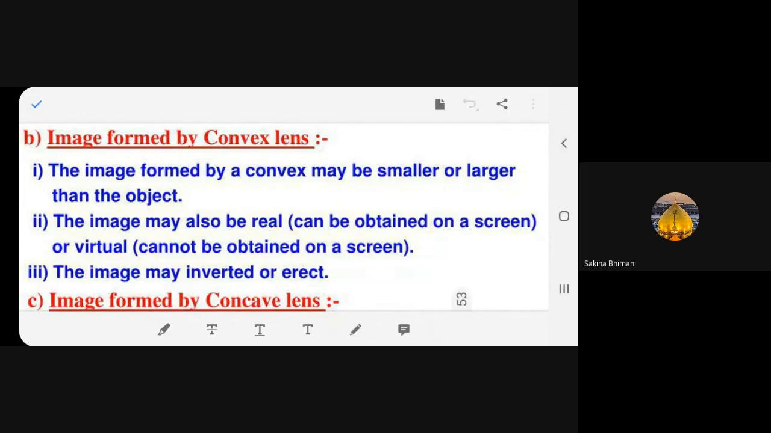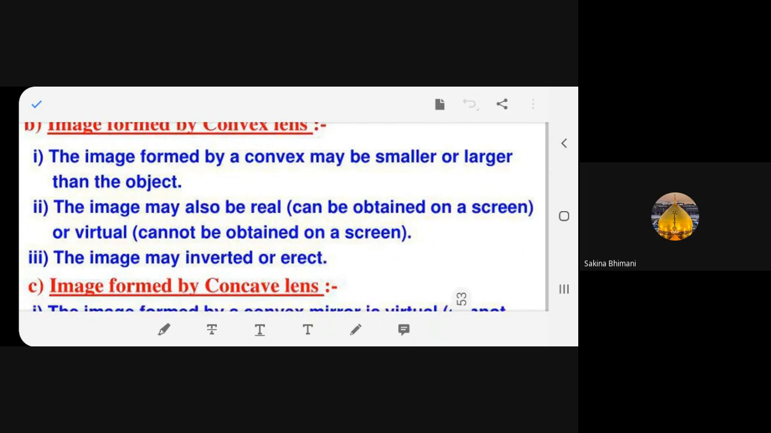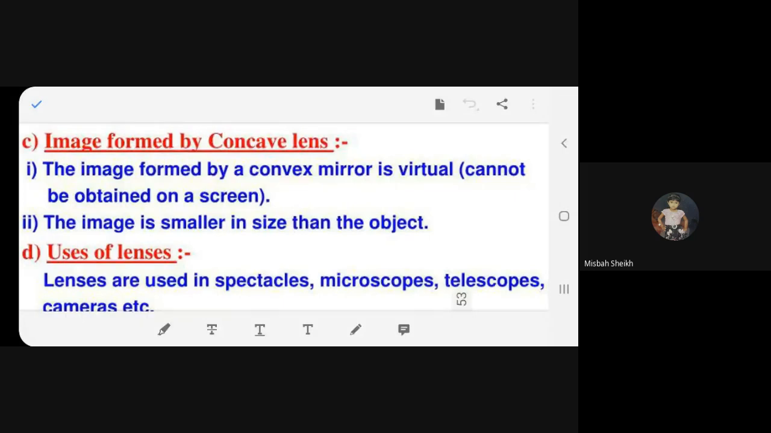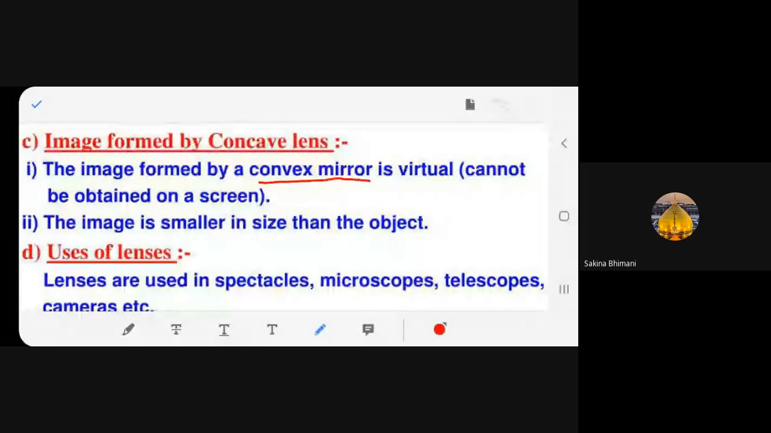Okay, fine. Now we'll start with concave lens. The image formed by a concave lens is virtual, cannot be obtained on the screen. The image is smaller in size than the object. So it's written wrong over here. It is written convex mirror. It should be concave lens.